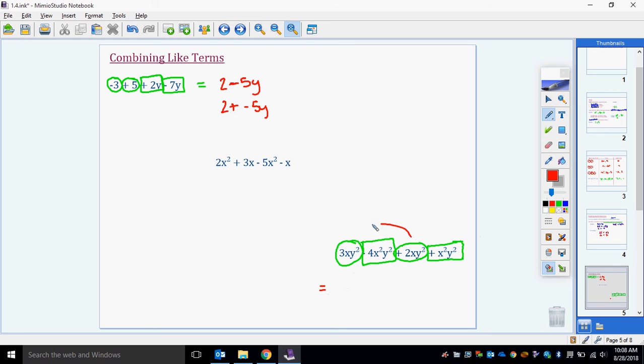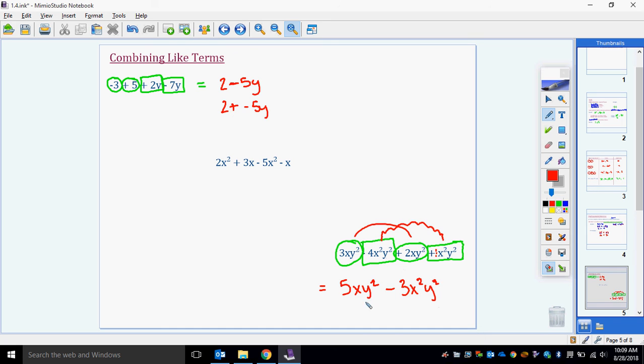So let's combine circles. I have a 3 and a 2, and they're both positive, so that's 5. And then I keep the terms the same. It's x to the first, y to the second. Okay, now I'm going to combine rectangles. I have a -4 and a positive. Remember, this is an invisible 1. So -4 plus 1 would be -3. And I keep the variables the same and the powers the same, and it's x squared and y squared.